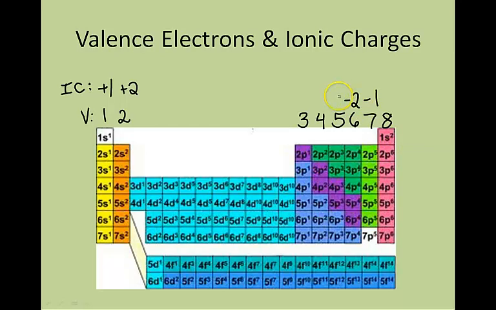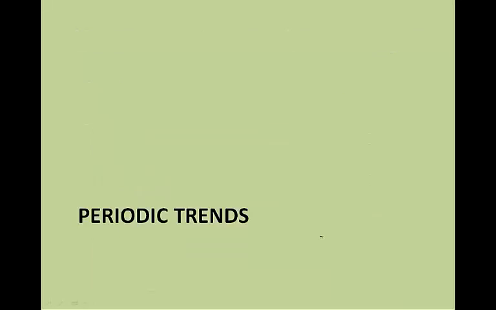Oxygen's column tends to form -2 charges. Phosphorus tends to be -3. We could say that aluminum right here tends to be +3 as well. The other things in that column do weird stuff. And then this column here, the carbon column, also does weird stuff. We'll talk about that later. But those are the important charges to note on your table.